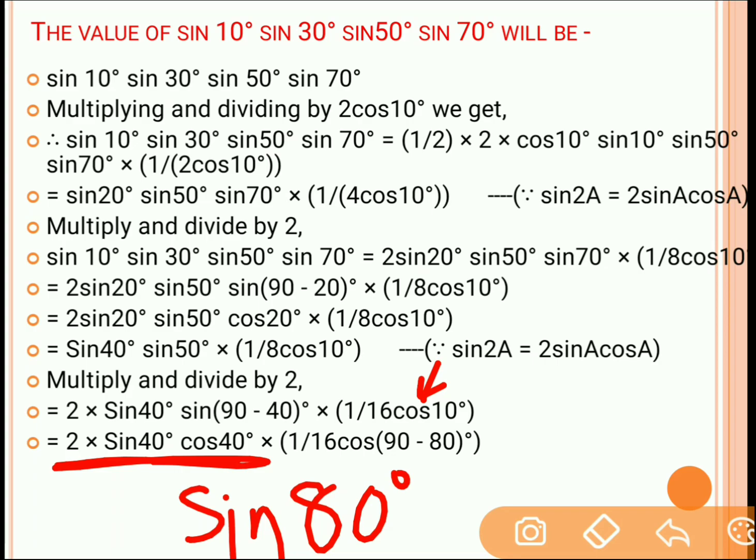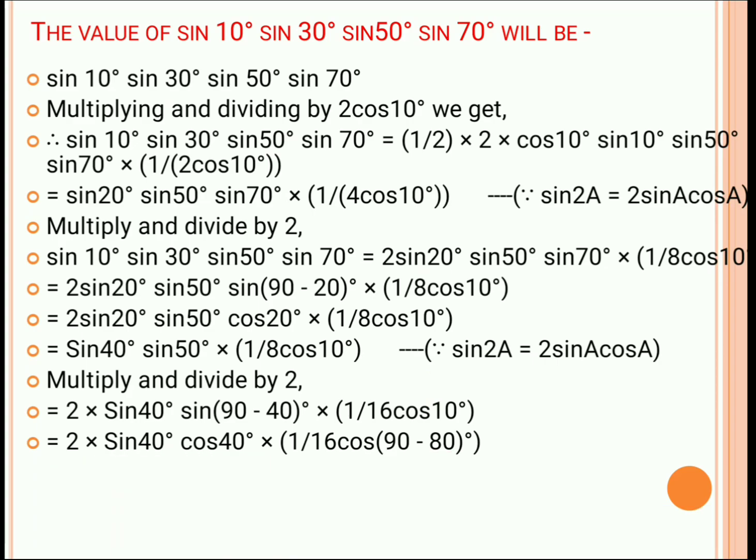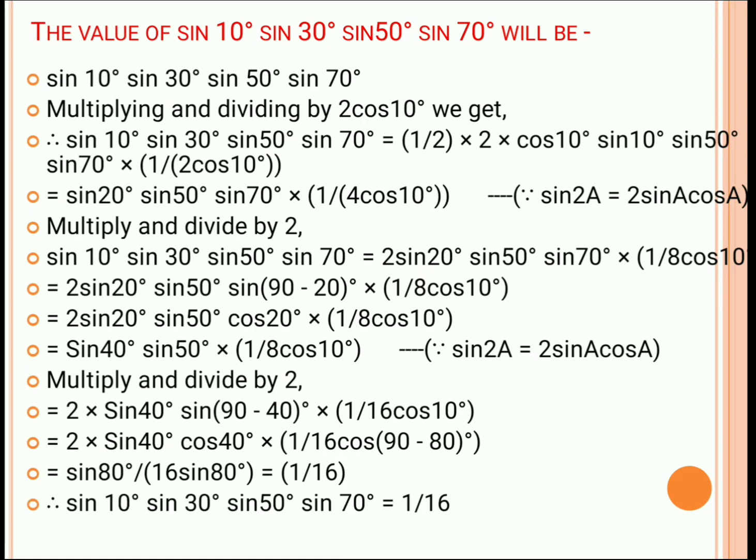So 80 and 10 make a complementary pair. So cos 10 can be written as cos 90 minus 80. So finally this expression turns out to be sine 80 degree upon 16 into sine 80 degree. So sine 80 will get cancelled, and the expression value will be equal to 1 by 16. Now let's move to the next problem.